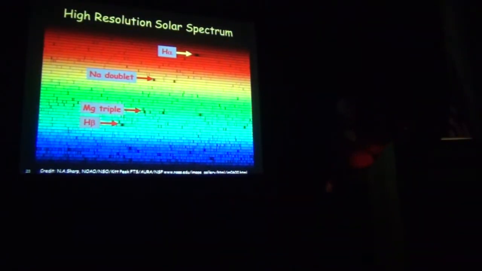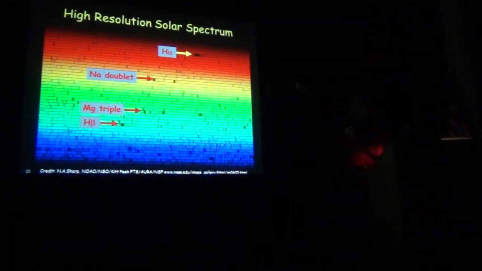Here's a high resolution spectrum. So these are the long wavelengths, and there's multiple strips. Think of this as a very, very long, maybe a couple hundred feet long picture, cut up into strips, and they're all stacked on top of each other.